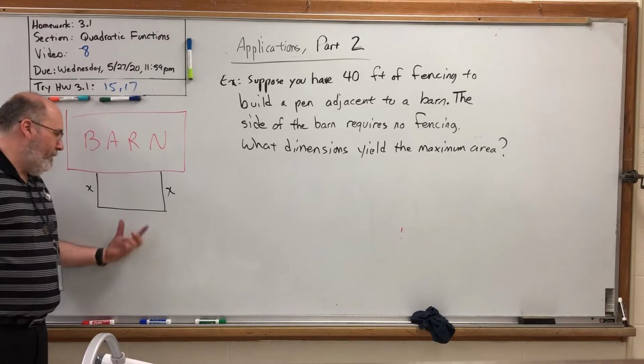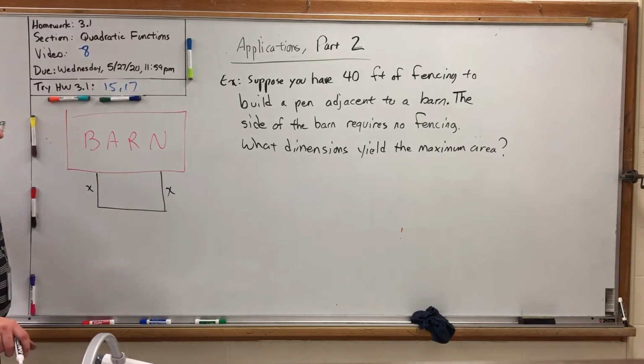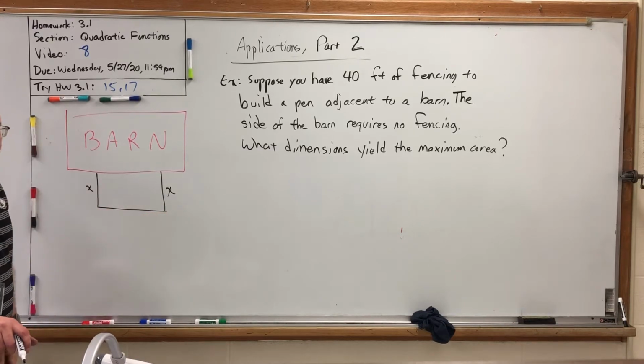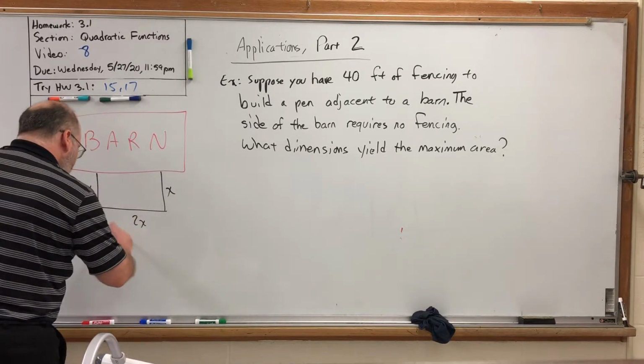But if we had 40 feet of fencing, do you know what we could write for this? Think about it if we had a specific number, like for example, let's say this was 12 and 12. How could you figure out what's left? Well, add the two 12s and subtract them from 40. So do the same thing here. Add the two x's and subtract it from 40.